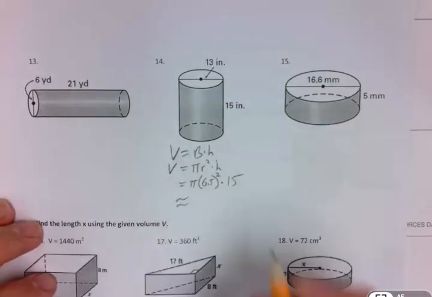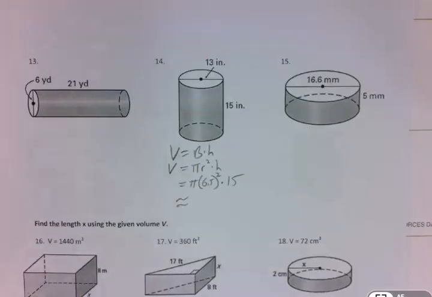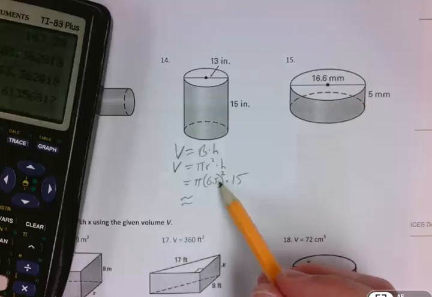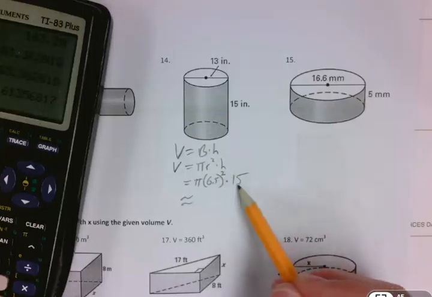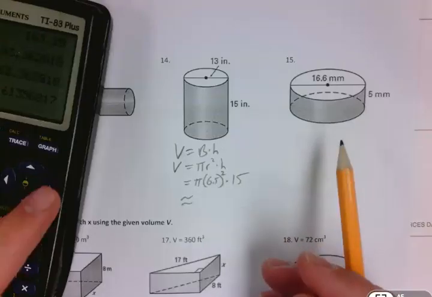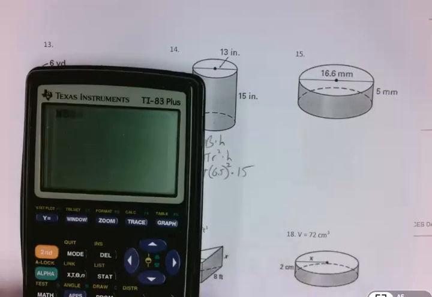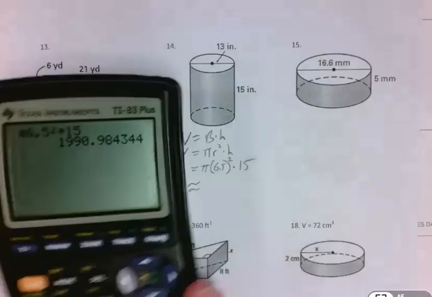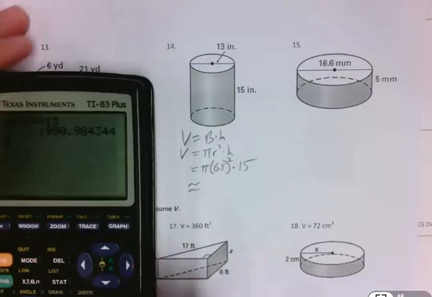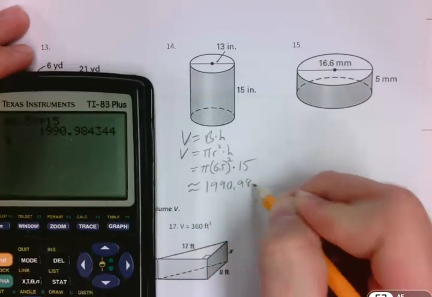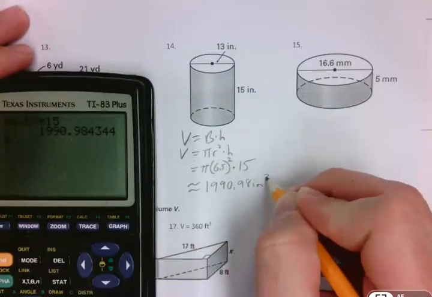And at this point, I'm going to need a calculator to help me out. I could probably approximate it. I don't know, this has got to be 1800 maybe? Let's see. Pi times 6.5 squared times 15, 1990. I have no idea what I said before, but I don't think that was right. So it doesn't matter, use the calculator. 1990.98, and that's going to be cubic inches.